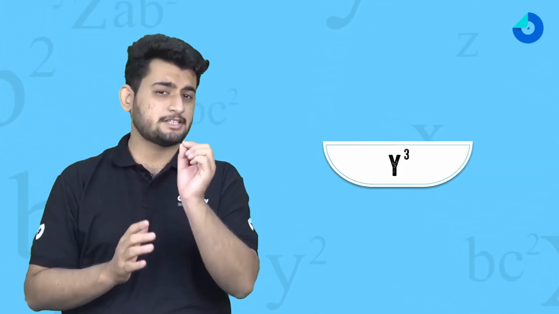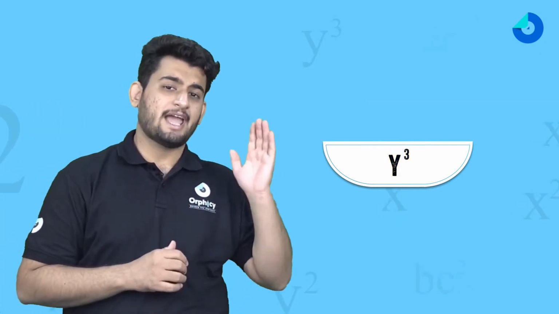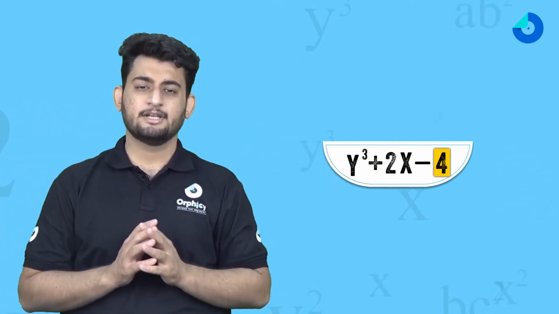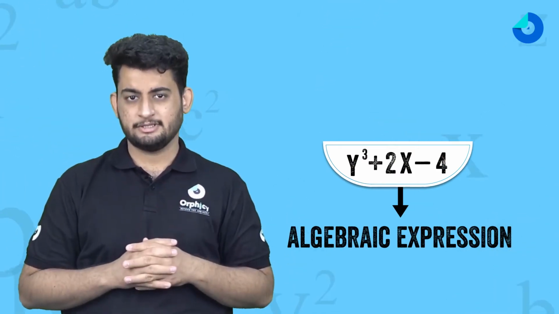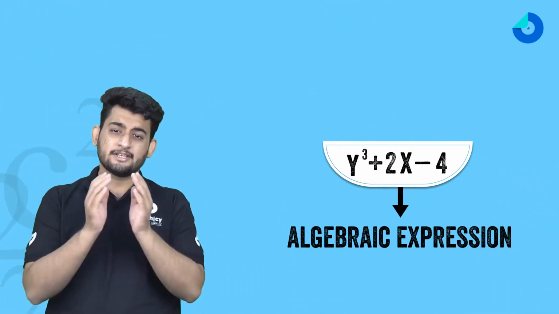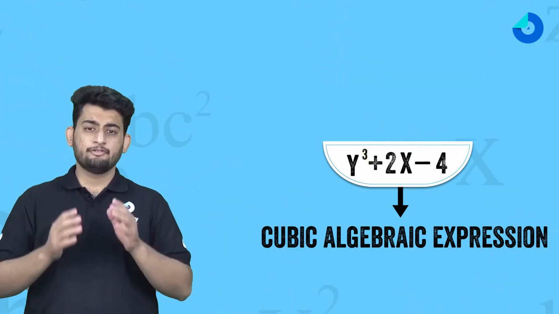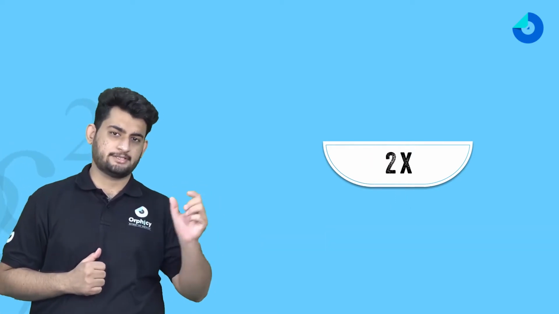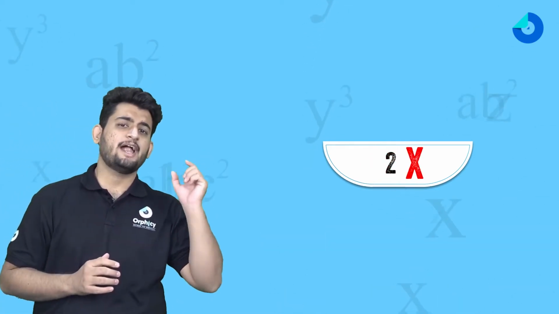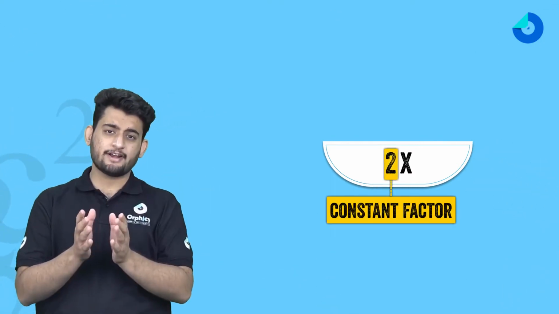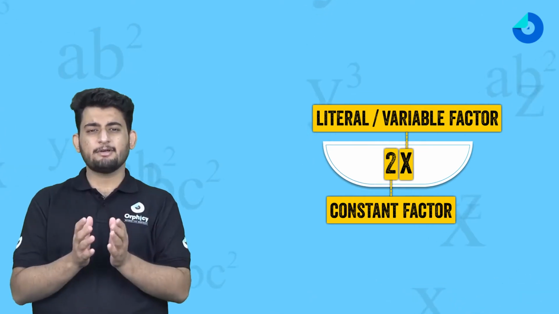मान लीजिए मेरे पास एक और वेरिएबल है y and its exponent is 3. We add this term to our algebraic expression. We have y cube plus 2x minus 4. This is also an algebraic expression, but ये linear नहीं है. This is a cubic expression because the highest power is 3. Finally, consider the term 2x. Here, 2 and x are called the factors of the term 2x. 2 is a constant factor and x is a variable or a literal factor.